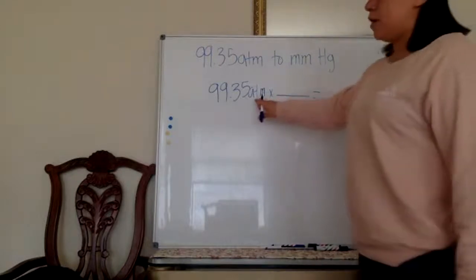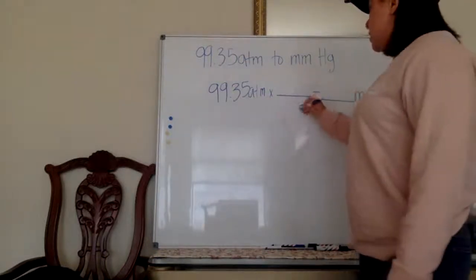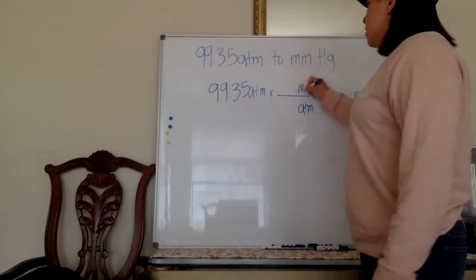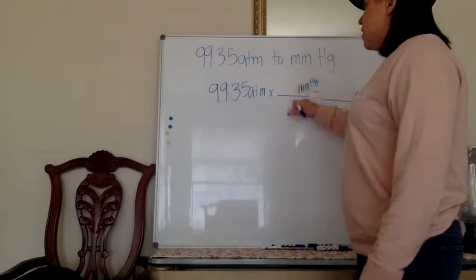So what you do want to get rid of is ATM, right? So ATM has to be at the bottom. Millimeters of mercury has to be at the top. Now, what numbers go here? This is where you use your cheat sheet.